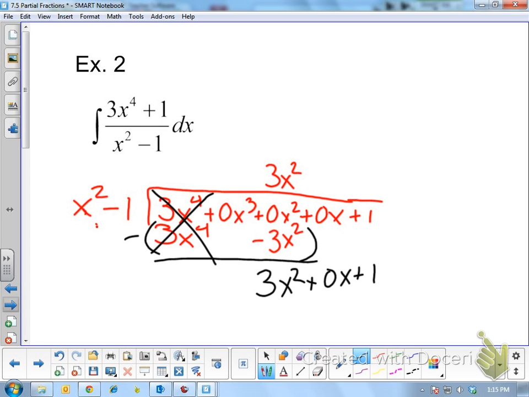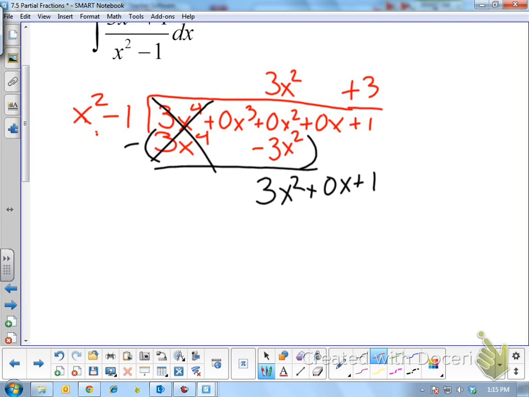So, again, we ask ourselves the question, what would I have to multiply x squared by to now get the first thing of our new polynomial? 3. Yep. So we have plus 3. Again, I'm going to line it up with its like term. So now we know we're almost done with our division. Once we get this last term, we know we're almost done. We multiply again. So we get 3 times x squared is 3x squared. 3 times negative 1 is negative 3.